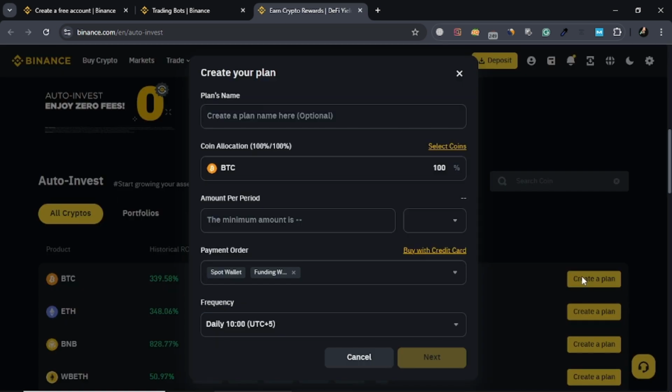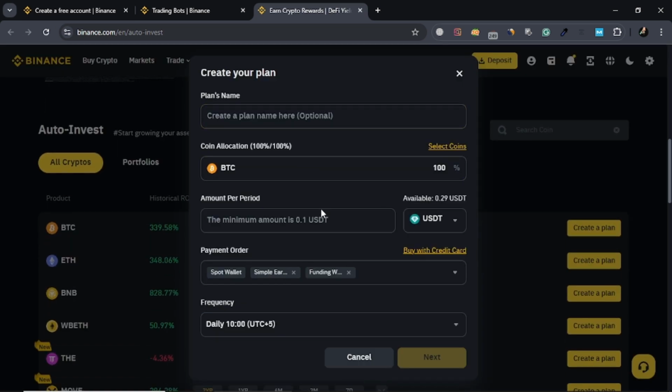Click Create a Plan. You'll have the option to name your plan, but it's optional. Scroll down to verify that Bitcoin is selected. Choose the amount you want to invest per period. The minimum is as low as 0.1 USDT, so even those with limited funds can get started. Select your payment method. By default, all wallets are selected, but you can adjust this if needed.